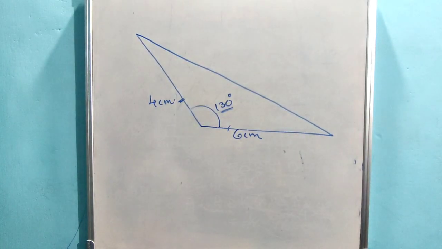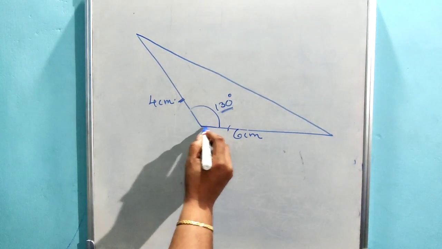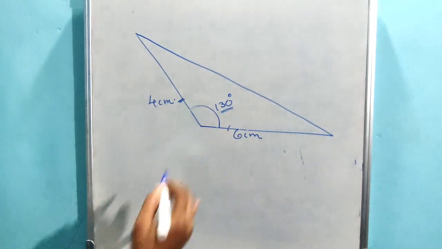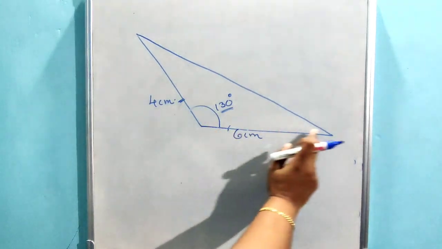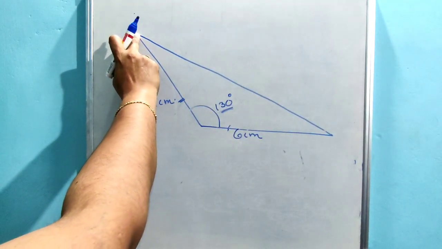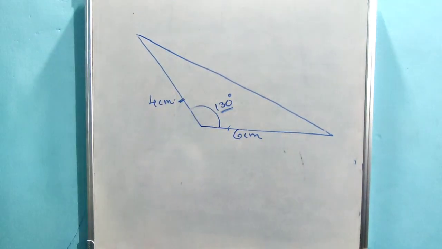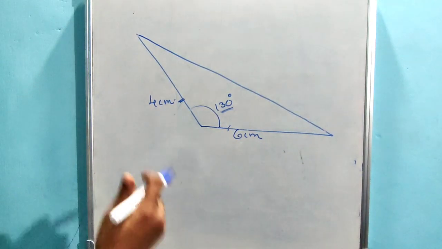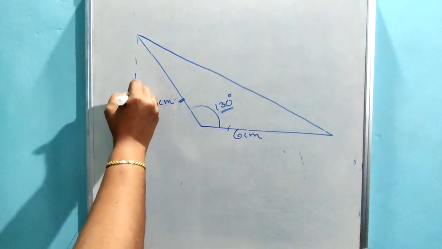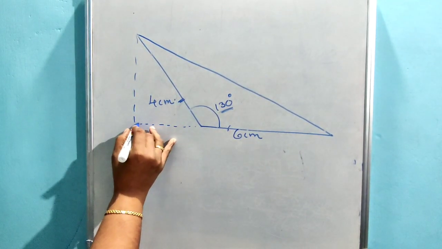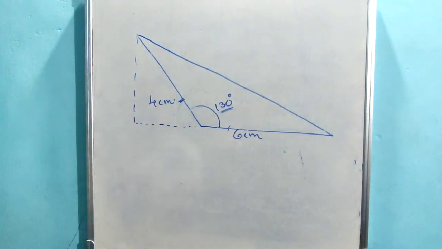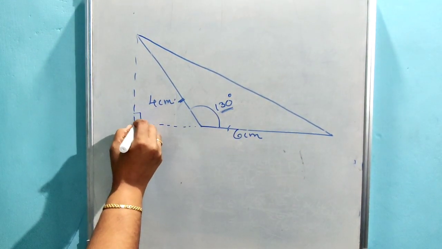See children, before that we need the perpendicular distance from the opposite vertex. This 6 centimeter line is the base of the triangle, and its opposite vertex is this. We need the perpendicular distance from the opposite vertex to the base. This is the perpendicular, the straight distance to the base, and it is this length.